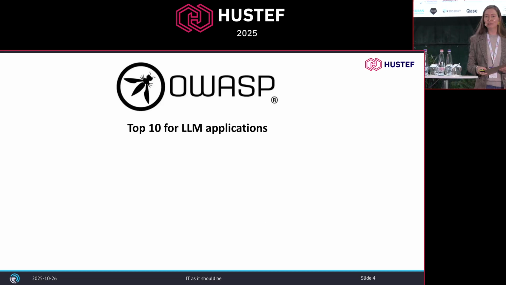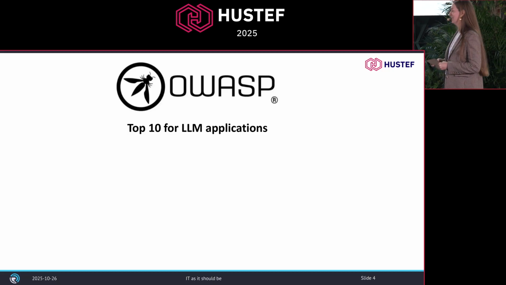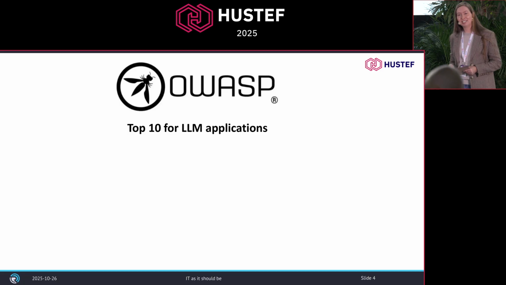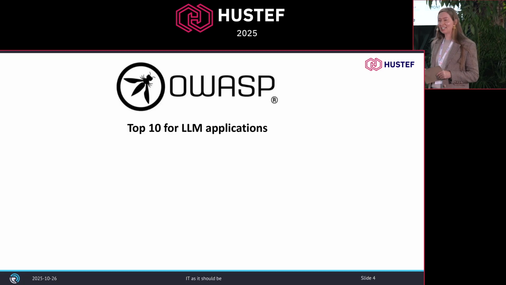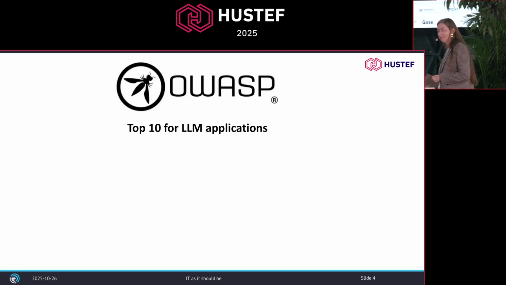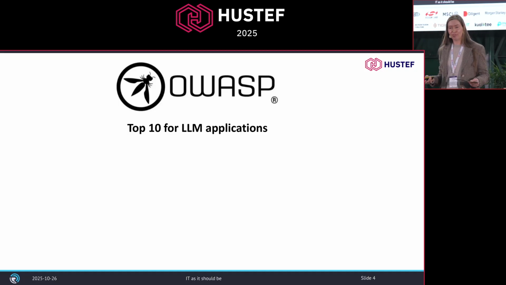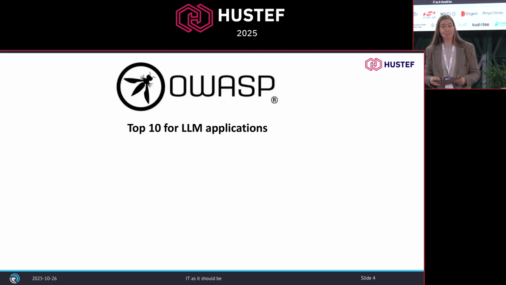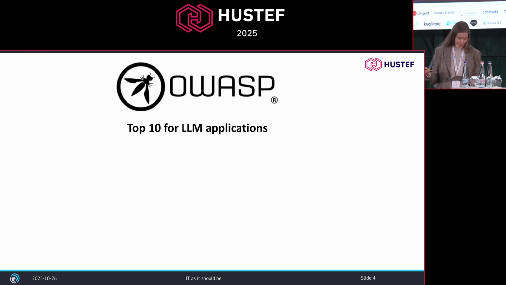Did you hear about OWASP before today? Oh, nice. Some people use it daily, I guess, or often. And OWASP is known for its top 10 lists for APIs, for web applications, and so on. And now they did it for LLMs as well. This is a community-driven effort to identify global risks. And here I'm today on a mission to create awareness about them.